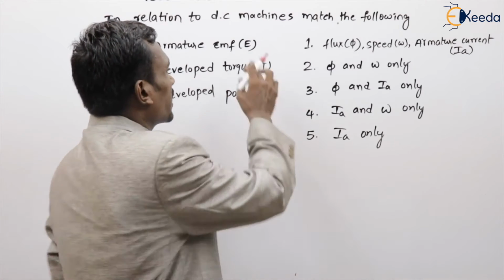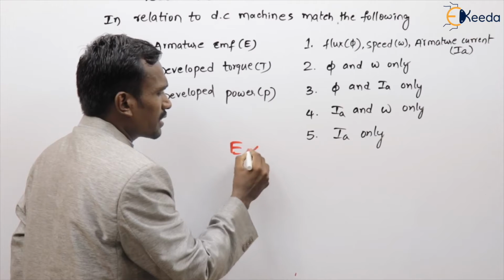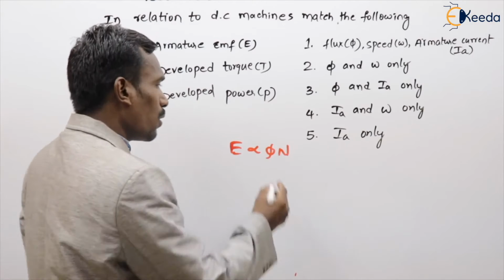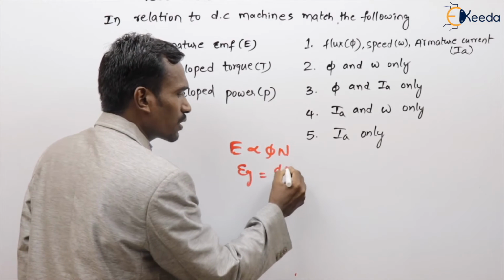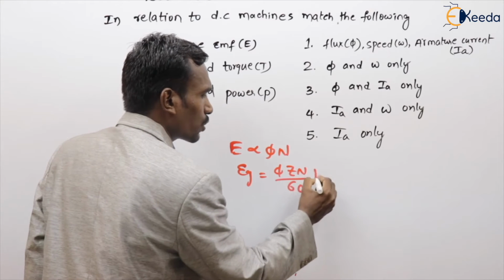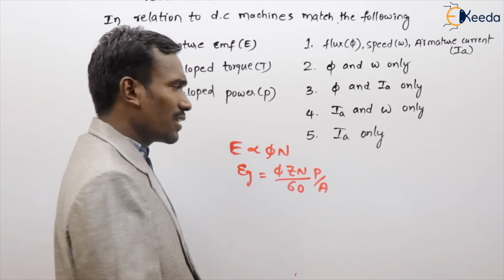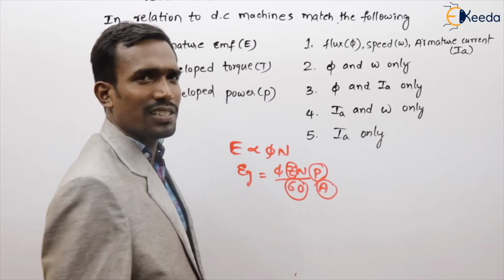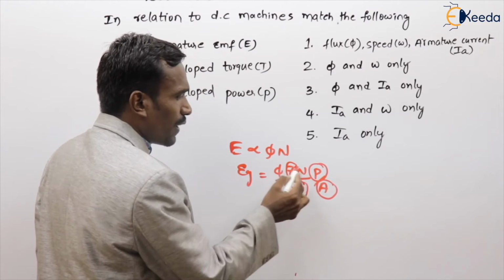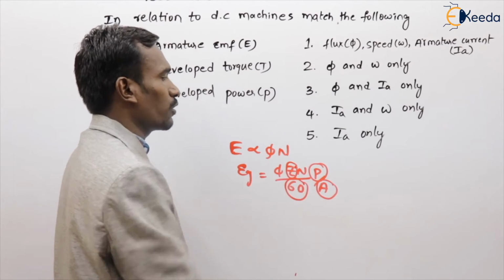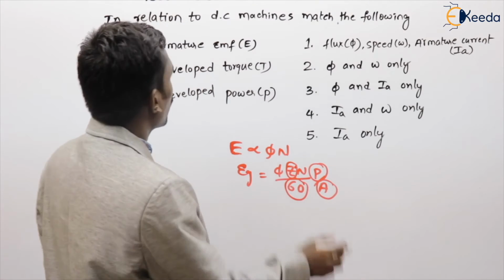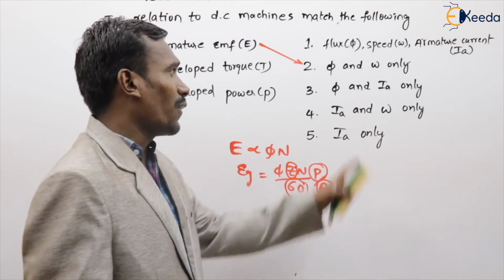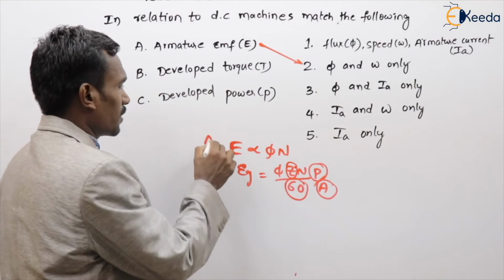Generally, we know EMF E is directly proportional to phi into N. Generated EMF is equal to phi Z N by 60 into P by A. From this, Z is constant, 60 is constant, number of poles is constant, parallel paths is constant. So with some constant K, EMF is directly proportional to phi into N. So the armature EMF is directly proportional to phi into omega. That is the first one.